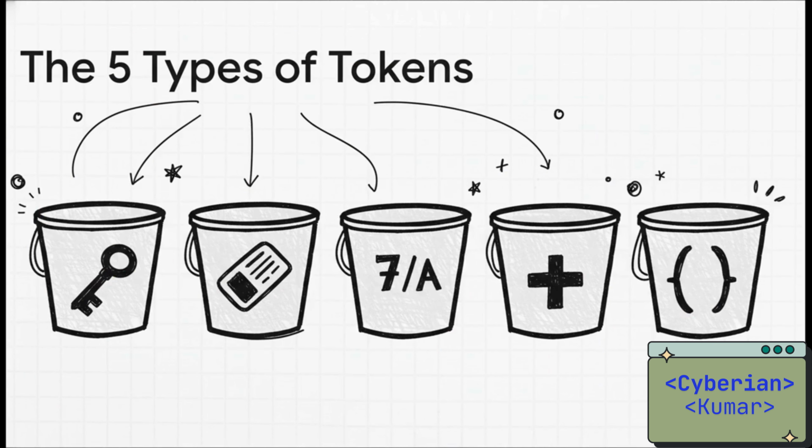And these tokens all fall into 5 main buckets. You've got keywords. Those are the special reserved words that Python keeps for itself. Then there are identifiers, which are the names you create. Literals are just fixed values, like a number or some text. Operators do the work, like adding things together, and punctuators give your code structure.